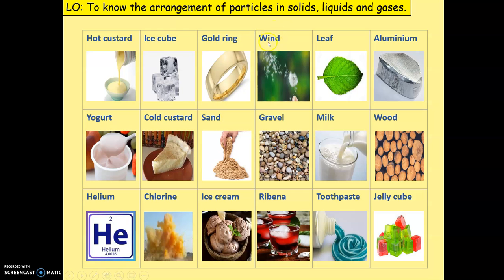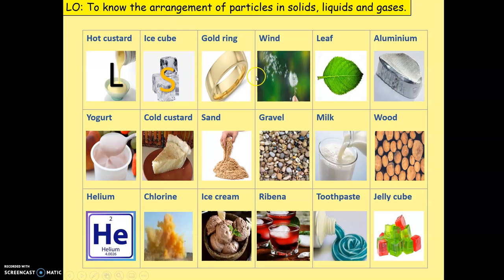Okay, are you all done? Brilliant. Now, let's walk through it together. So, hot custard, that is a liquid, okay? Clearly, it's a liquid. Remember, it can take the shape of the bowl. Come on, what about ice cube? What have you written down? Solid. Remember, the ice cube cannot exactly take the shape of the bowl because it's solid.